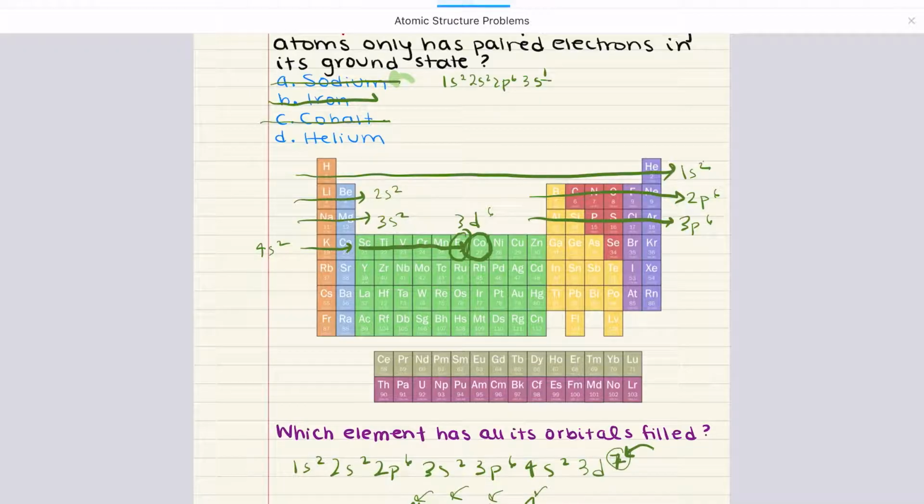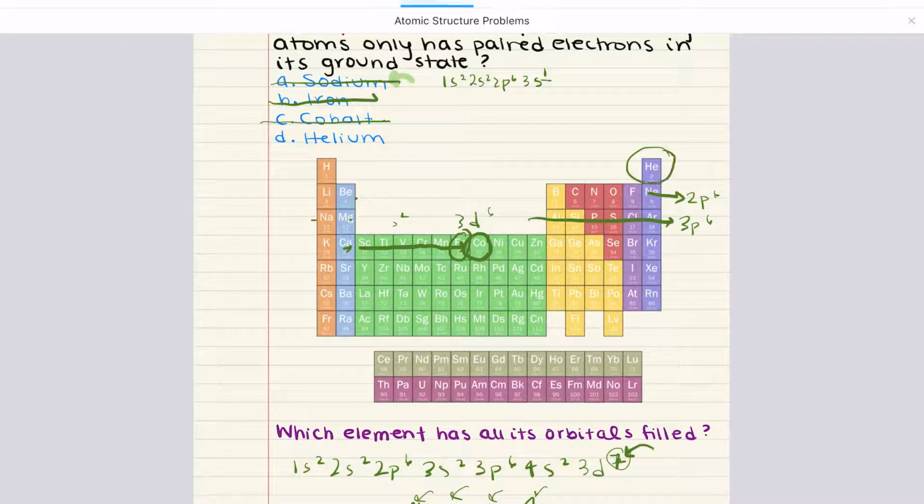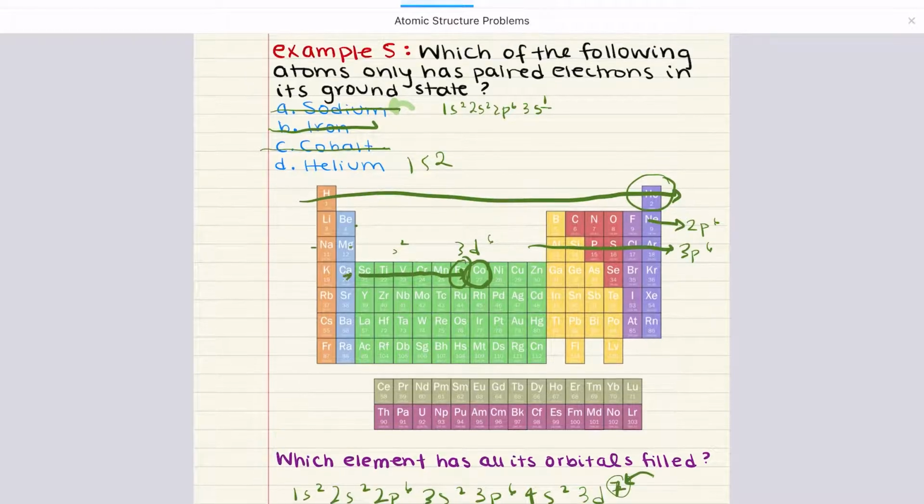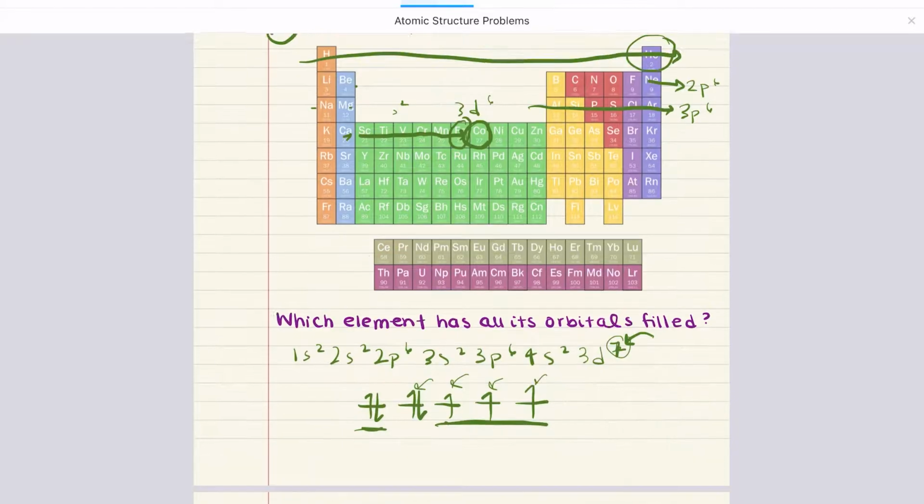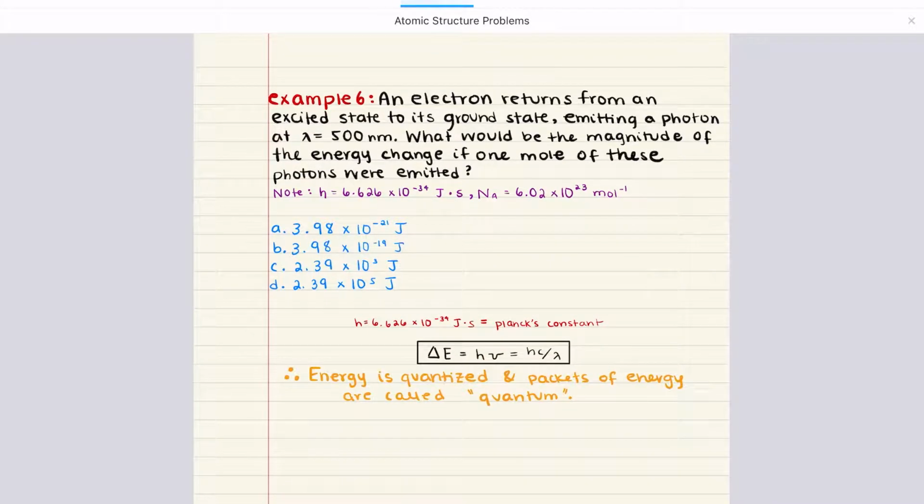Let's look at our last example, which is helium. Helium is right here. And the electron configuration for helium is really easy. It is just 1s2. And look at that. Helium has both of its electrons paired in the 1s orbital. This is the correct answer. So 5 is going to be D. Let's move on to problem 6.